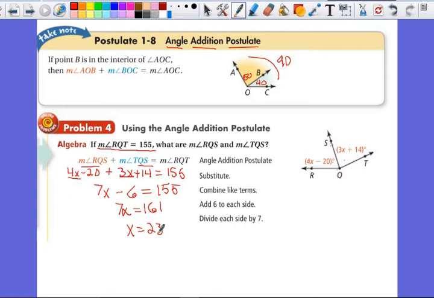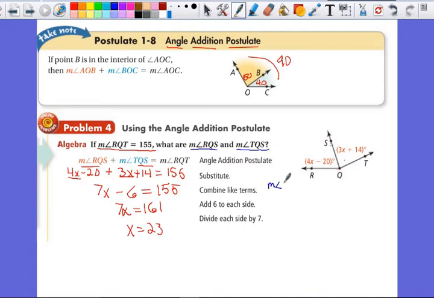Now, again, a lot of students make this mistake. That's not the answer we are looking for, because in the words, it told us that it wanted the measure of RQS and the measure of TQS. So what you have to do is plug that in. So let's find RQS first.